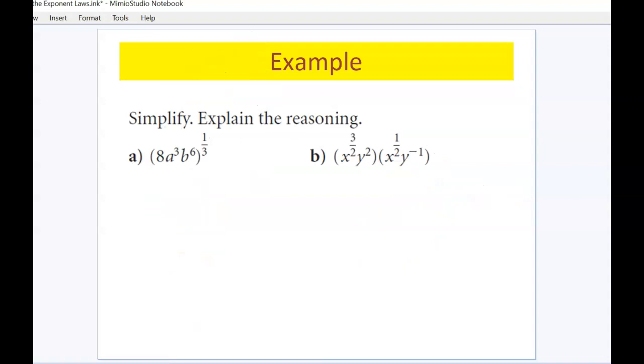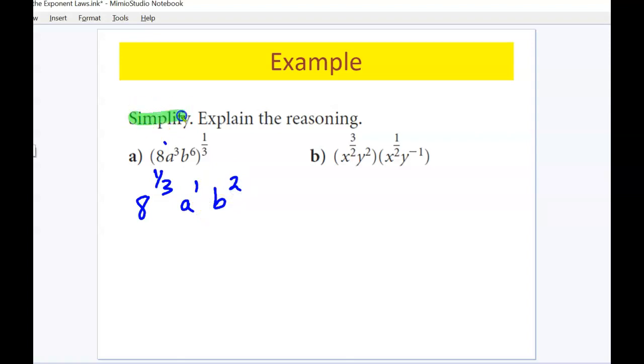All right, let's try these ones. Now I have a product of 8a cubed b sixth, all raised to the 1/3. So if you recall, I have to bring that exponent of 1/3 to each term. Right now the exponent on the 8 is a 1. So when I bring the 1/3 and I multiply it by the exponent of 1, I'm going to end up with 8 to the 1/3. Here I'm going to end up with 3 times 1/3, which is going to be 1. And here I have 6 times 1/3, which is going to be 6/3, which is 2.